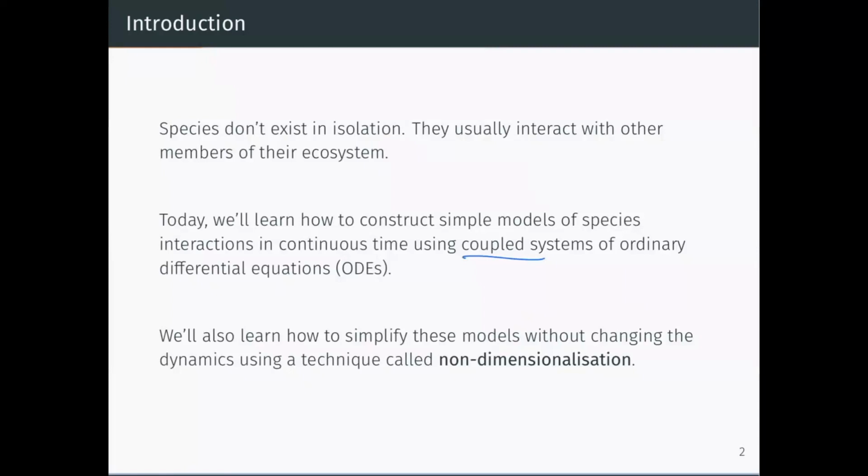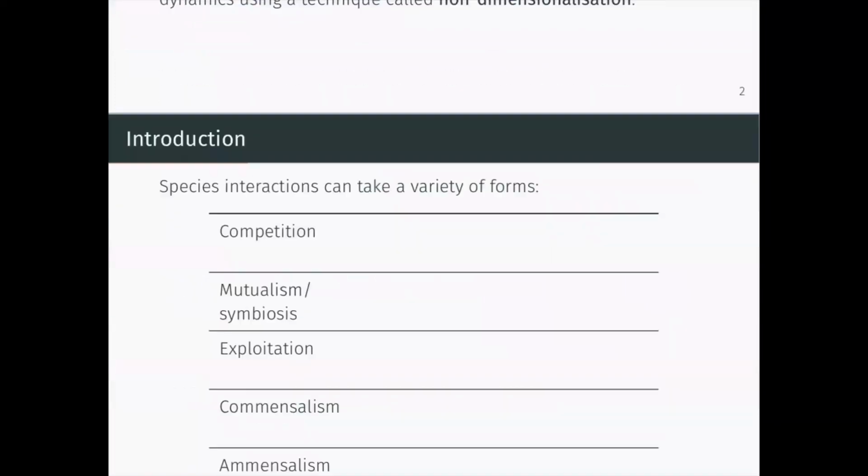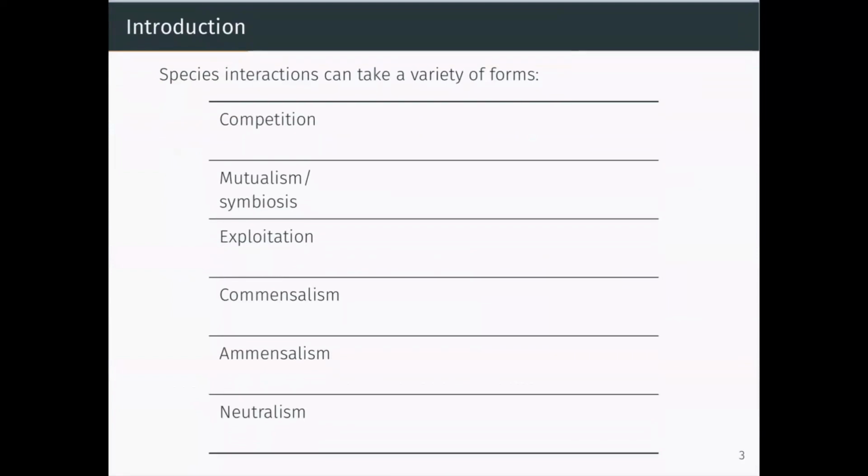We're also going to be thinking about how we can simplify some of the problems using a process known as non-dimensionalization, which essentially reduces the number of parameters that we need to deal with in our models. Okay, so let's first think about different types of species interactions. And there is a list of different types here. And if we think about what is the net effect on another species, we can summarize these different types of species interactions in a bracket notation form.